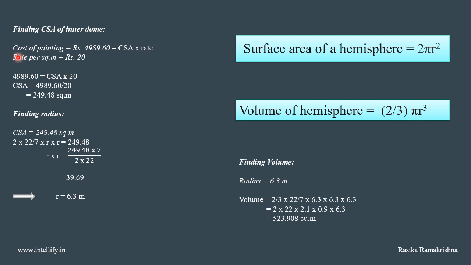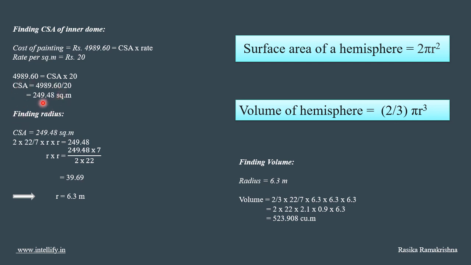Now you know that the cost of painting is rupees 4989.60, which is going to be CSA times rate, and the rate per square meter is given to be rupees 20. So 4989.60 is equal to CSA times 20. So CSA is going to be 4989.60 divided by 20, which is going to be 249.48 square meters.